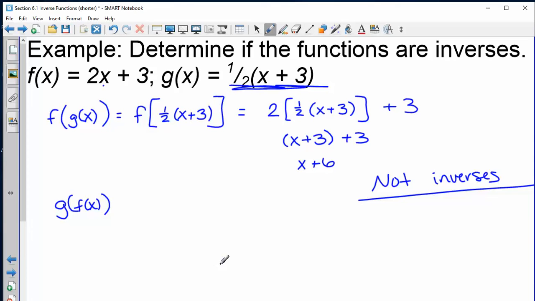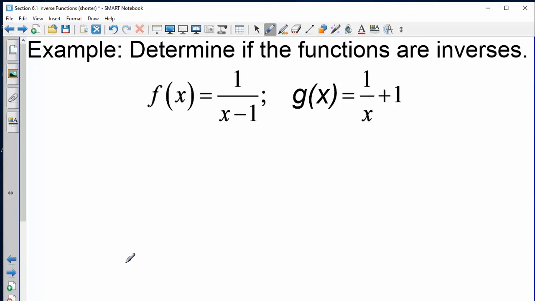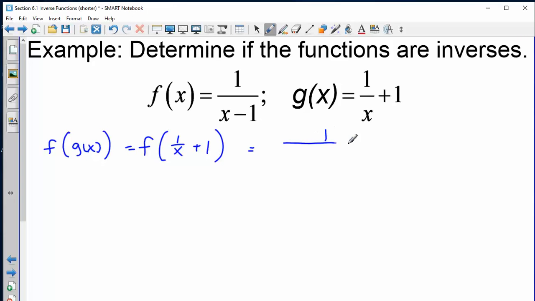Try a few more of those. So if I do f composed with g, g is 1/x plus 1. If I put that into f, f is 1 over whatever you plug in, minus 1. Okay, so if I start simplifying this, what happens on the bottom?